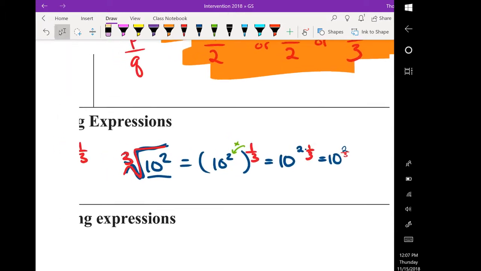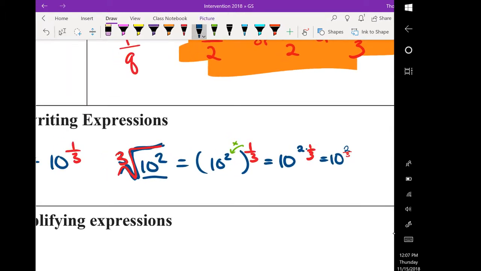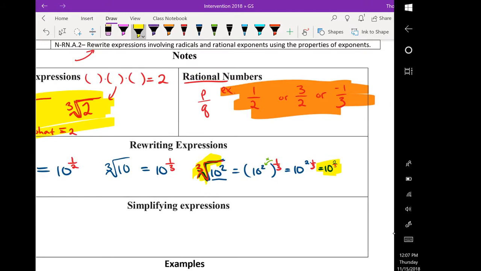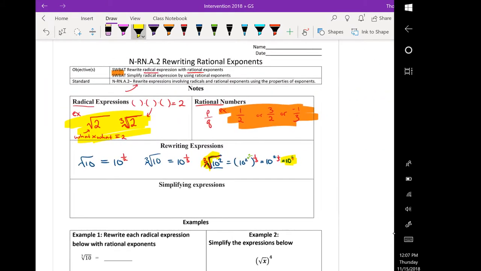So that's a really good example of how we could take a radical expression, something with a radical sign that I highlighted here, and rewrite it now as just a number with a rational exponent, 10 raised to the 2/3. So that's what we're going to need to do to rewrite expressions. We're going to be able to translate a square root to a 1/2 exponent, a cube root to a 1/3 exponent.